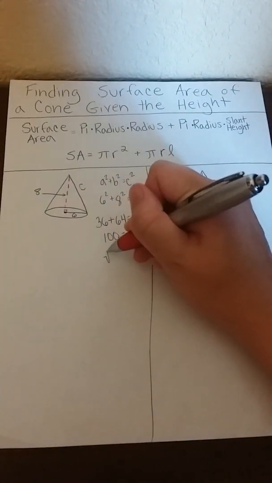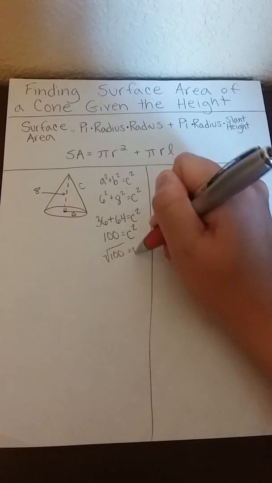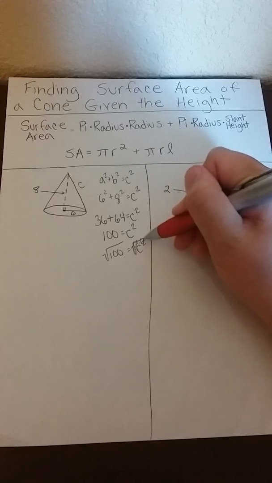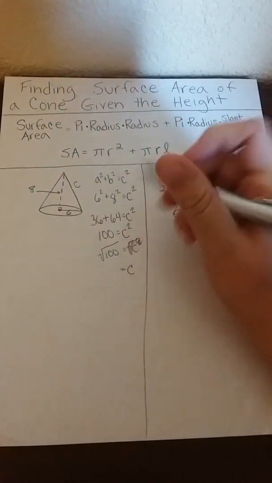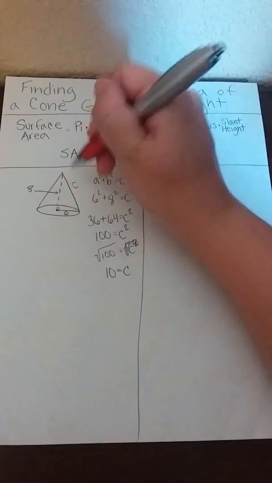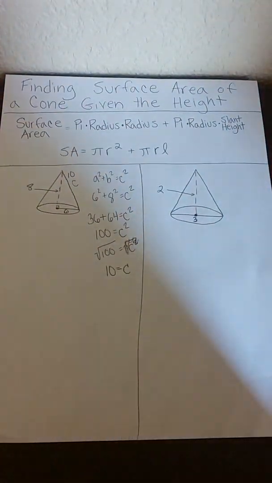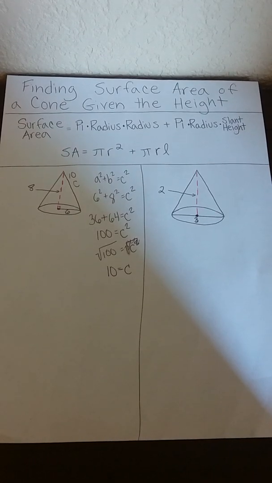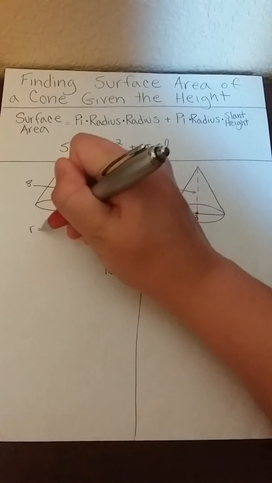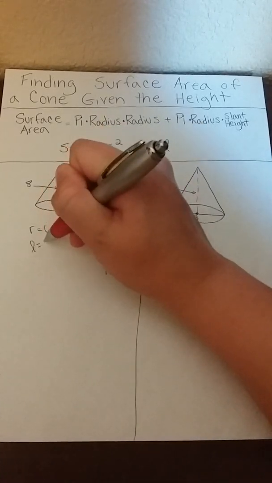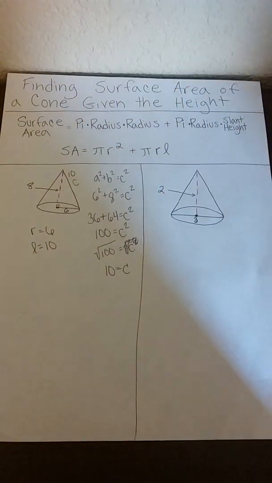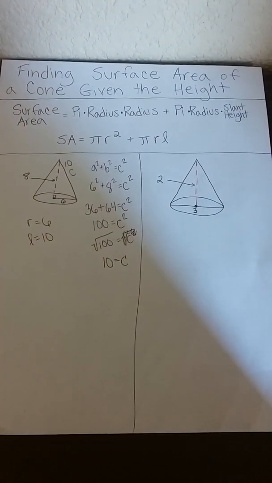And then I'm going to square root both of those to get rid of squared. Square root and squared cross off, leaving just c. And on this other side, the square root of 100 is 10. So that means my slant height is 10. So now I have all of the information that I need to use my formula. Radius is 6, slant height is 10, and the height I'm actually not going to use because there's no height in my original surface area formula.